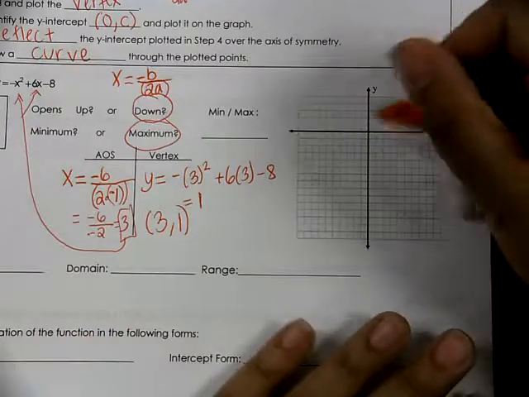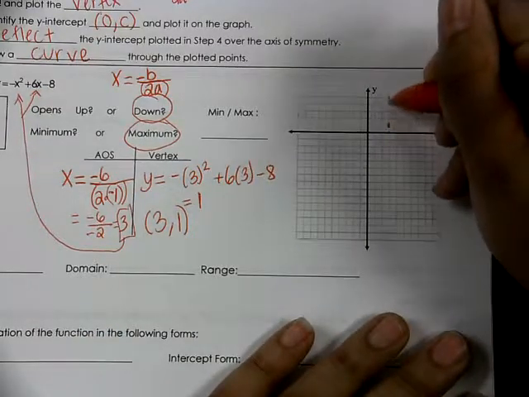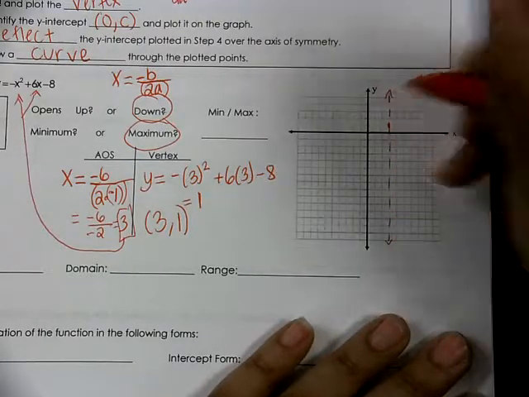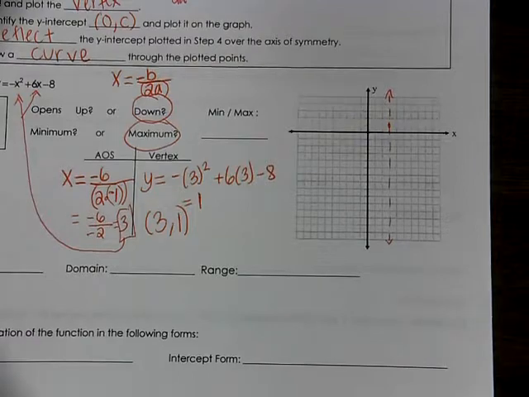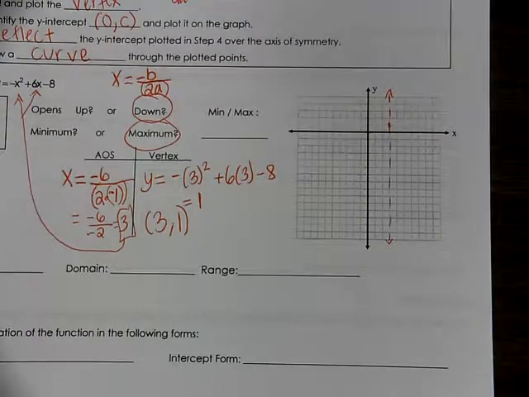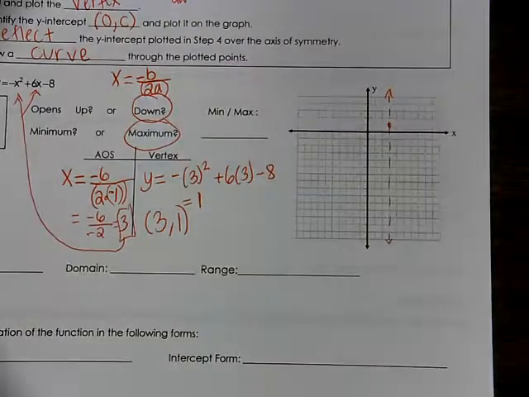So let's go ahead and plot that point. And let's draw in the AOS as well. So remember, always draw your AOSs in. Some of you are not doing it on homeworks, and you want to make sure you're continuing to do it on every homework, every quiz, every test, or you will lose half points. All right, so 3, 1 is this point for the vertex. So far I have 1 point.